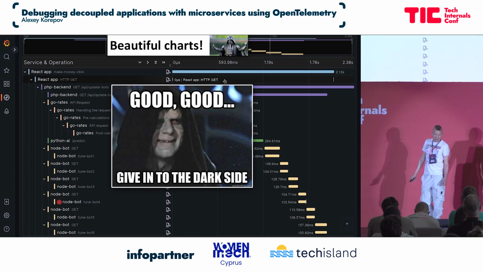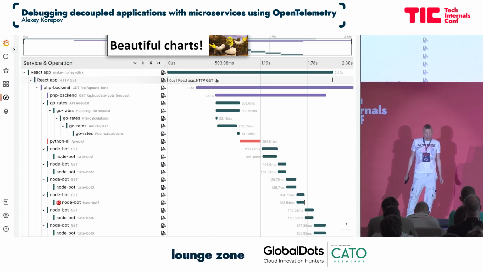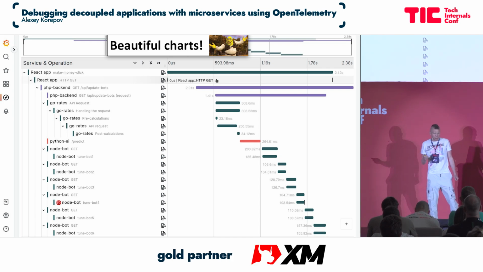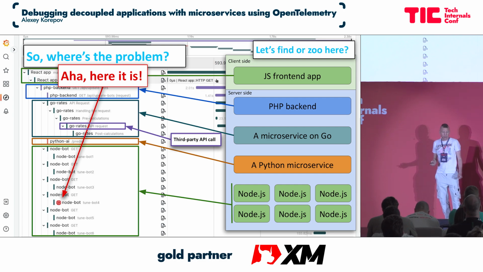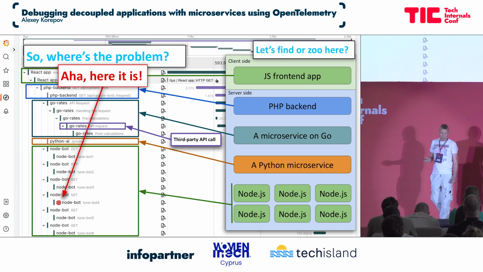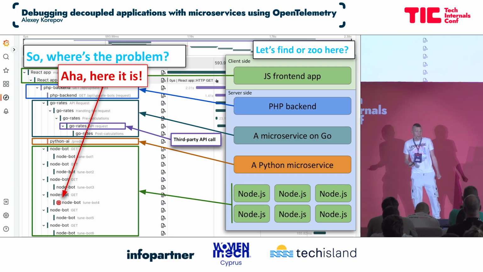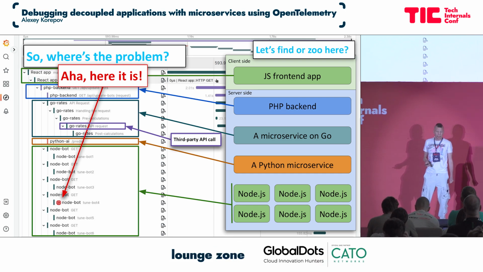Yeah, now it's better. So our support engineer will see this chart, and we can find here all our operations that happened after the user click. Here we can see our application and the event "make money click" that indicates that someone clicked on the button. Then the React application started to do the HTTP GET request.